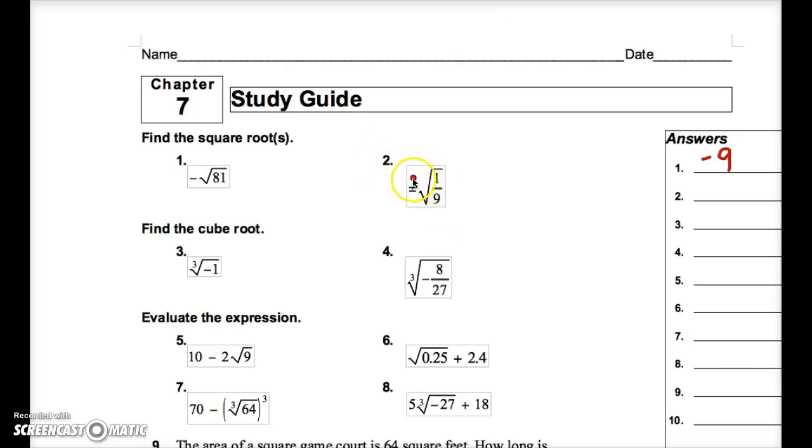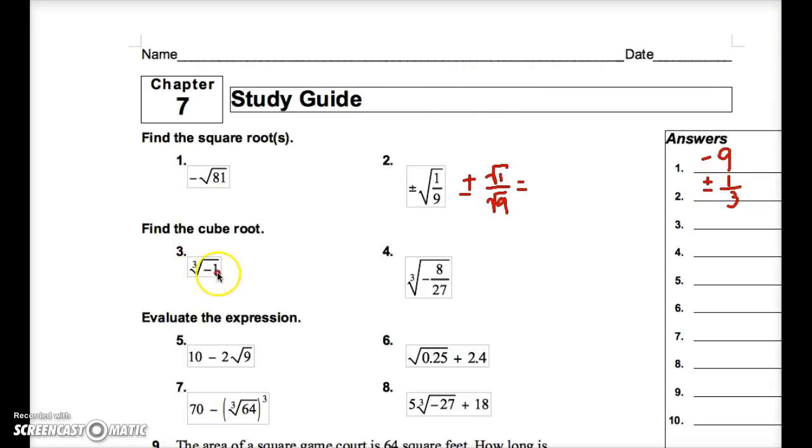Okay, number 2, plus or minus the square root of 1/9. Now remember, whenever we have a fraction, we're actually taking the square root of the top and the square root of the bottom. So we're going to have plus or minus because that was the symbol in front. Square root of 1 is 1, and the square root of 9 is 3. So plus or minus 1/3.